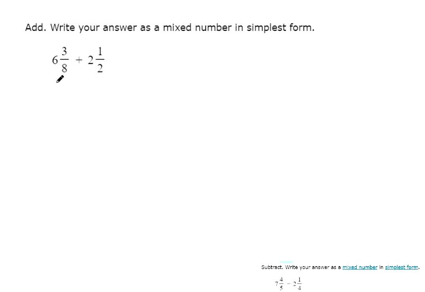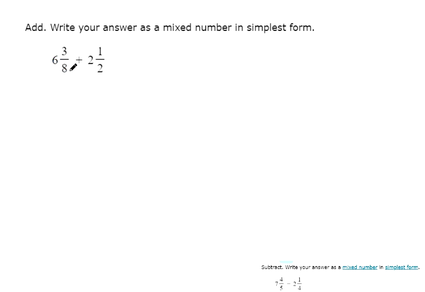These are called mixed numbers because they're a mix of whole numbers and fractions. Okay, 6 whole pizzas and then another 3/8 of a pizza is what this quantity represents over here on the left. So if we're going to add them, it's probably best to put them in improper fraction form. That means the top number is bigger than the bottom number.